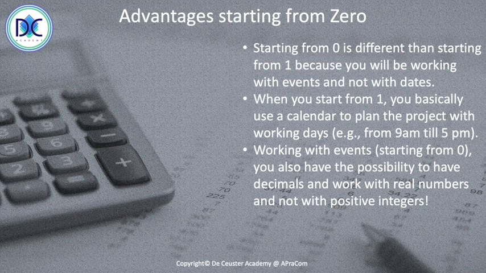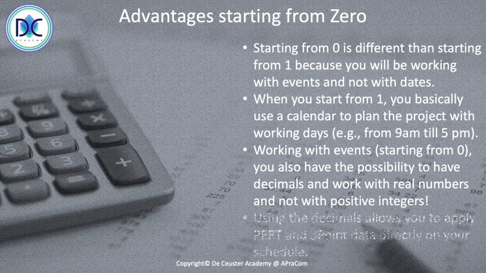So when you use ordinal numbers, the dates are not having decimals. We use day 1, day 2, day 3, and so on. And using decimals, it will also give you the possibility to apply the PERT estimates on your schedule. So you can schedule immediately with the 3-point estimates that you calculated, because they can have decimals. And that's also an advantage, and that's how it was used in the original PERT method.